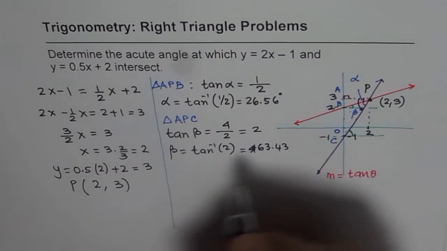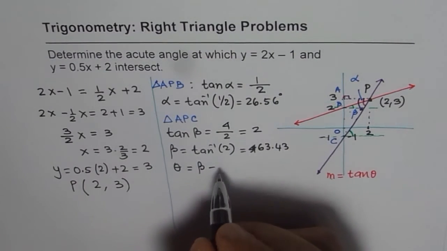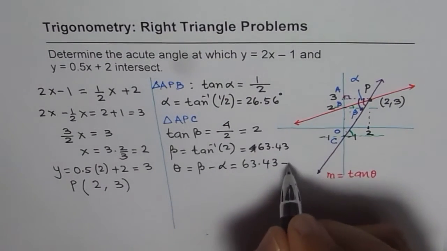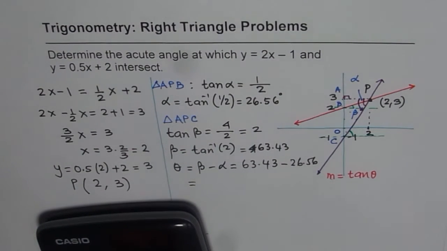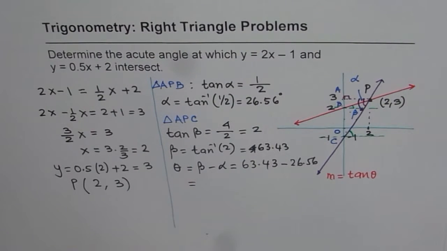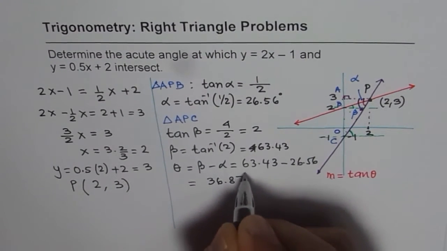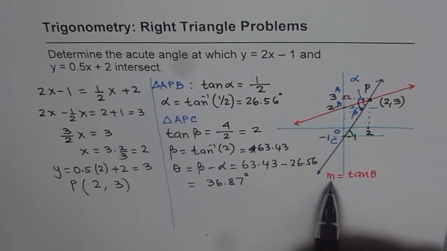The required angle, let's say that angle is theta, is the difference between the big and the small angle, right? So beta minus alpha, so we get 63.43 minus 26.56. So 63.43 take away 26.56 is equal to 36.87 degrees. So that is the answer, angle theta, right? So that is one way of solving this question.